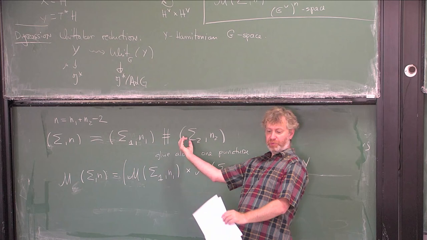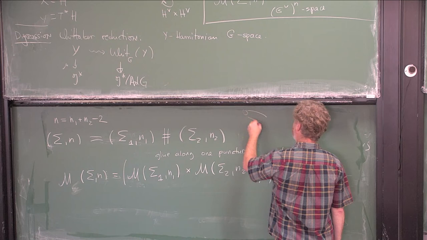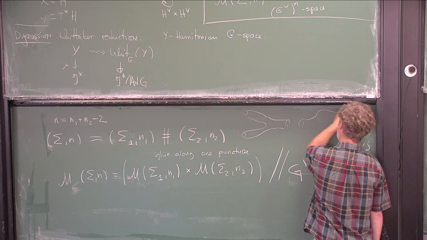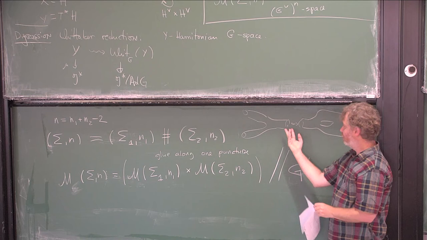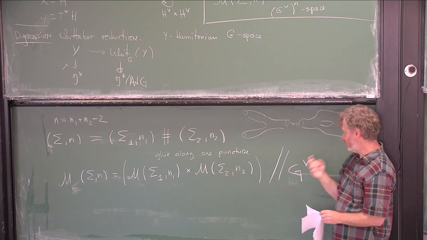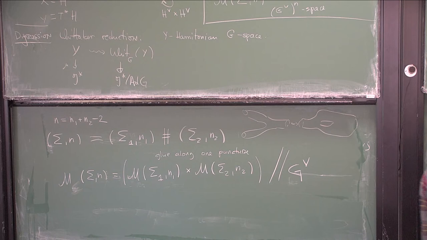So this is the copy of G check which corresponds to the puncture along which you glue. So let's really consider actual Riemann surfaces. Like this, and here you have something else. So you glue them, and if you think that to every puncture there corresponds an action of the group on your variety, then when you glue them, you have one action corresponding to this puncture, another action corresponding to this puncture, and you take the diagonal action corresponding to these two punctures along which you glue. So that's the fun thing.